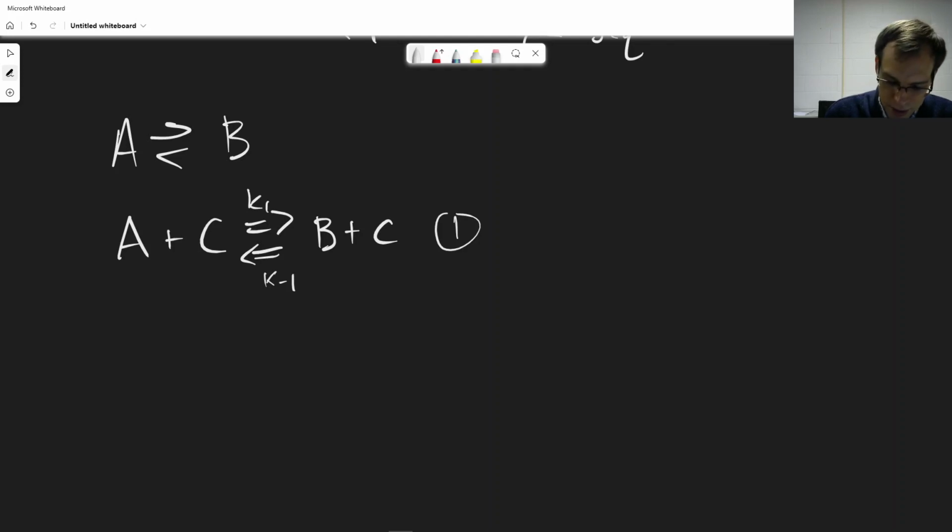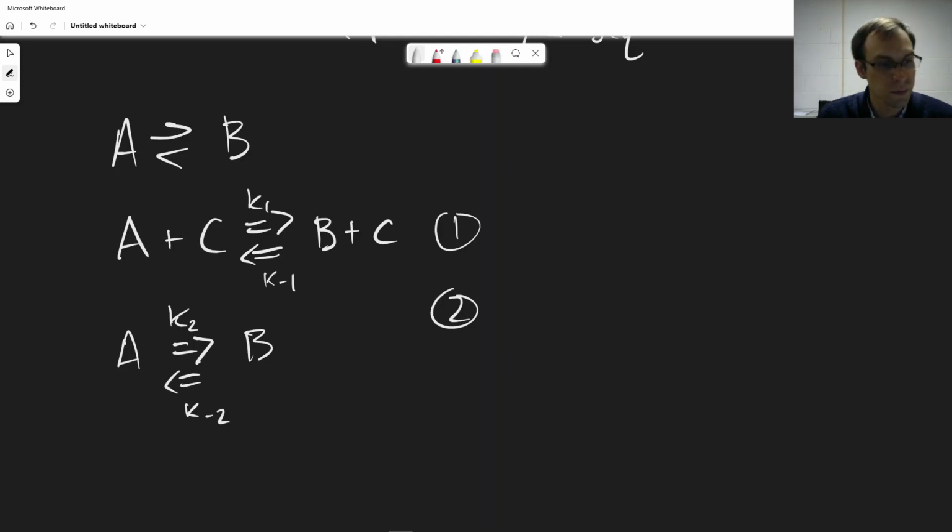And the other option is to have no catalyst. A just directly goes to B, and of course this can also go in the reverse direction. So the difference between step one and step two is that it can happen with a catalyst or without a catalyst, and that's our mechanism.